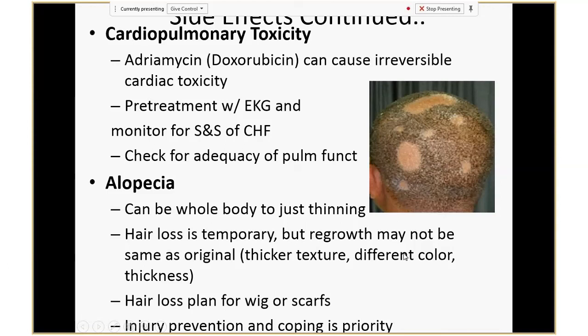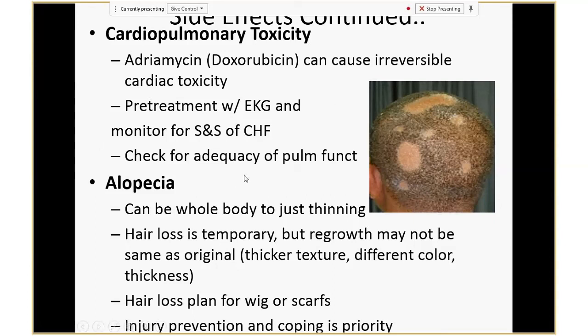Cardiopulmonary toxicity is another common side effect. This is obviously a chemotherapy agent, Adriamycin, and it can cause irreversible cardiac toxicity. So if this chemotherapy agent is given, we look for certain types of problems with the heart. We usually get a baseline EKG and monitor for signs and symptoms of congestive heart failure. This is just going to be things we look for with this type of medication, not necessarily all chemotherapy agents. But we do have on the back burner that some of these can be cardiotoxic, so we want to make sure we're watching heart function and also pulmonary function.